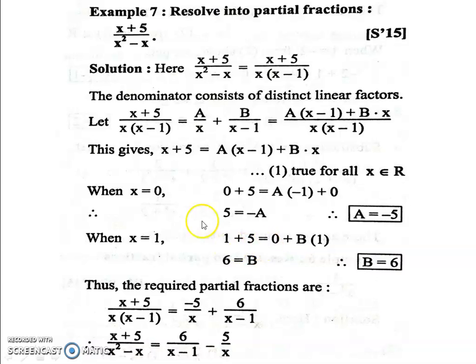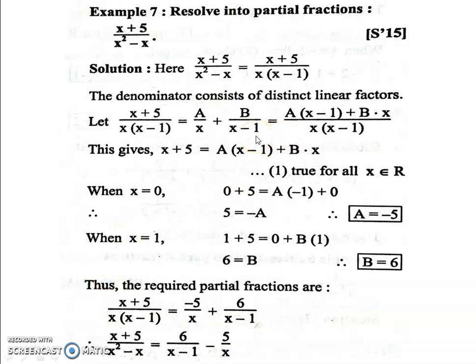Now we have to put the value of A is equal to minus 5 and B is equal to 6 in this given x plus 5 upon x minus 1. So we derive the final minus 5 upon x plus 6 upon x minus 1. Now we have x plus 5 upon x square minus x equal to, taking suppose x minus 1 first, 6 upon x minus 1 minus 5 upon x. So we derive the value of capital A and capital B in this expression.